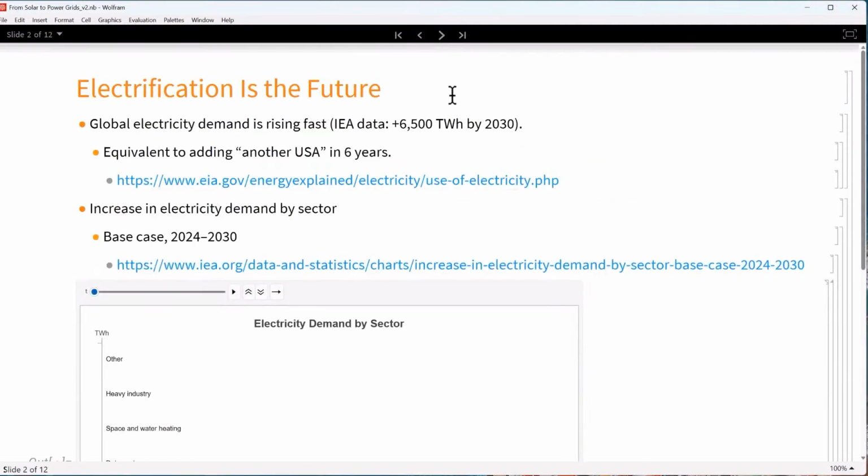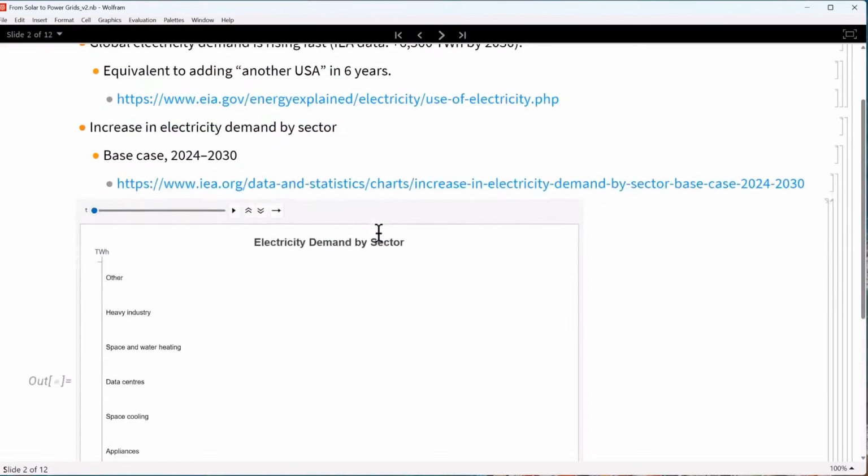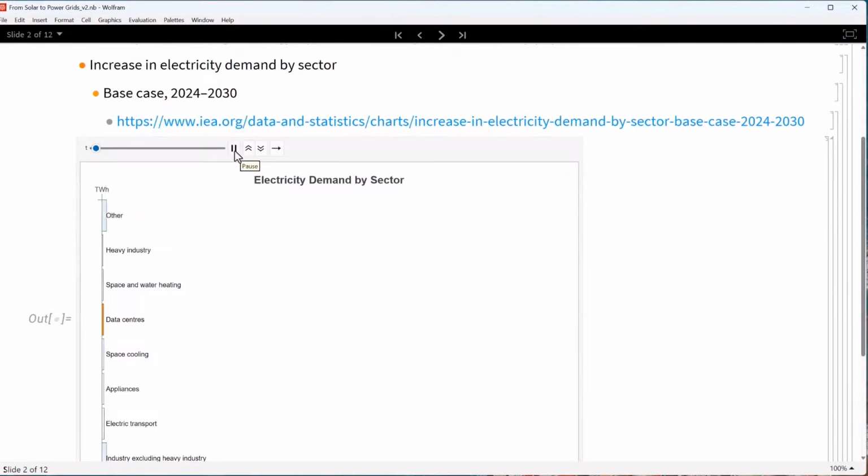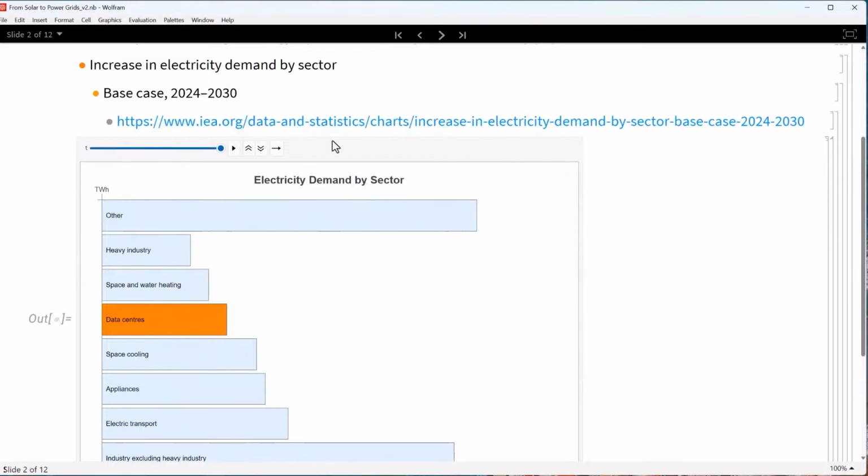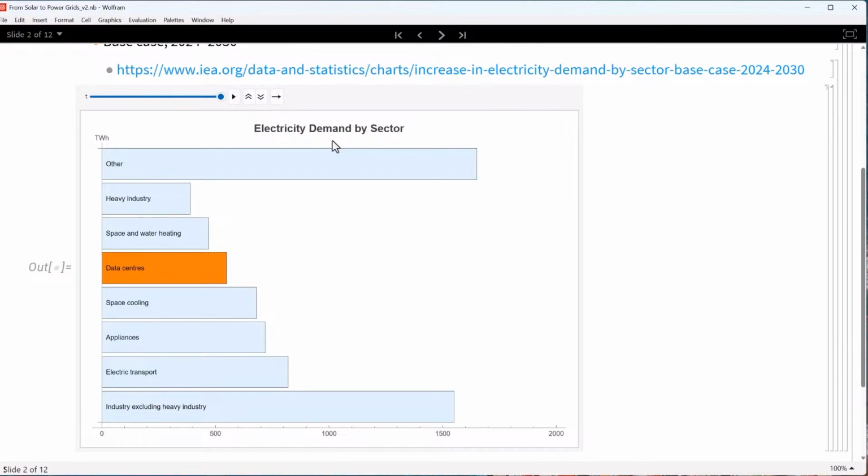The world is electrifying and the pace is accelerating rapidly. In the next 6 years, global electricity demand is expected to rise by around 6,500 terawatt hours, according to the International Energy Agency. To put that into perspective, that's like adding another United States worth of electricity demand. And the US is already the second largest consumer of electricity after China. This surge is driven by data centers, the electrification of heavy industries, electric transport, and other emerging sectors.